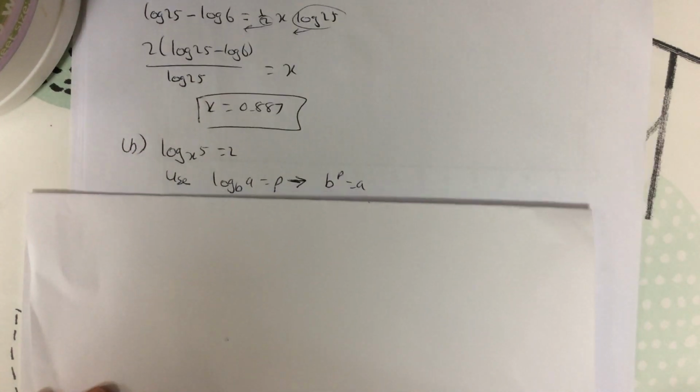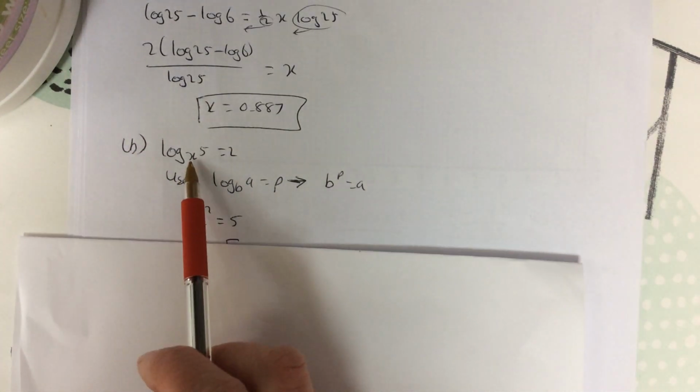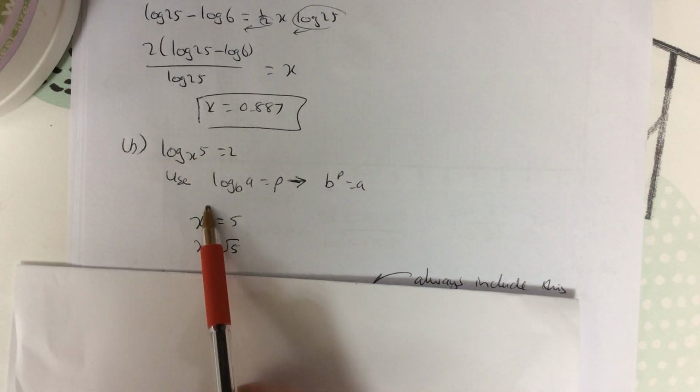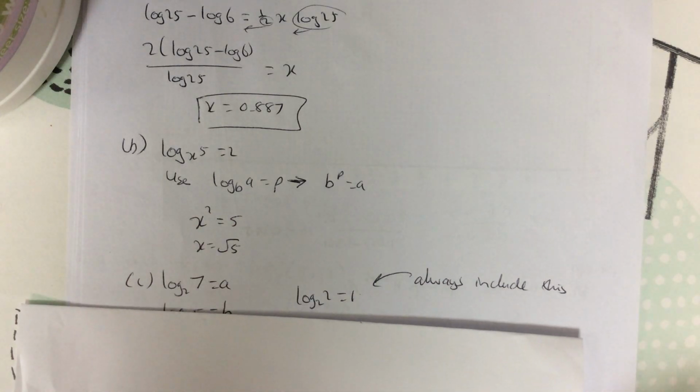Here I see the BAP. Okay, so base, answer, power. So x squared equals 5. So bring your square over, square root.